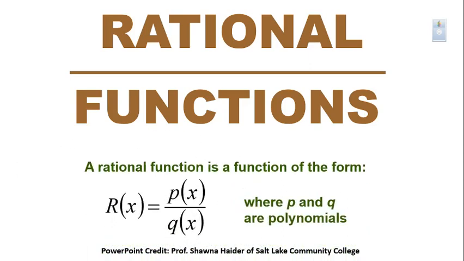A rational function is a function of the form r of x equal to p of x over q of x, where p and q are polynomials. In other words, a rational function is a polynomial divided by a polynomial. Now, this is kind of like a rational number. A rational number is an integer divided by an integer as long as the denominator isn't zero. Likewise, in a rational function, you have a polynomial divided by a polynomial, and the domain of this function are values for which the denominator is not zero. Let's take a look at what we mean by that.